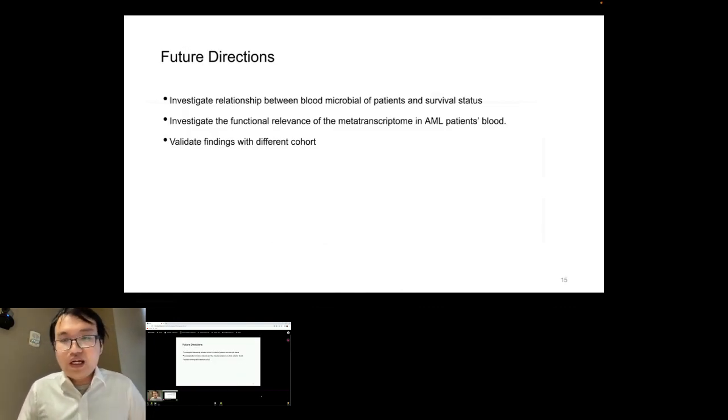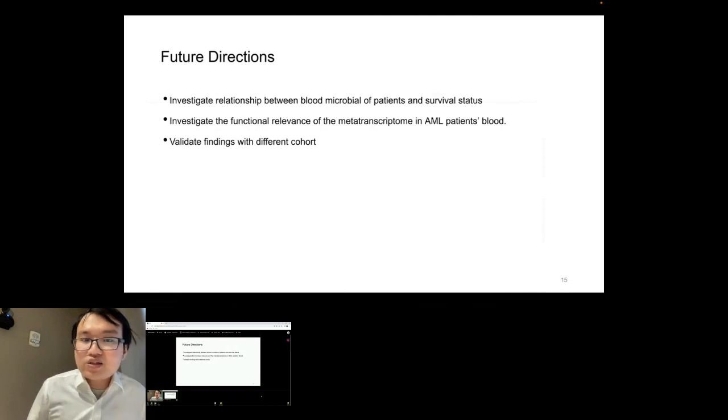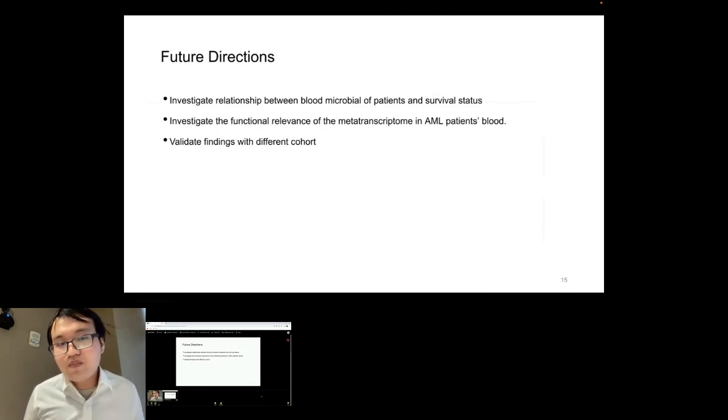We believe that the data is relatively ready for the next step, which includes investigating the relationship between the blood microbiome of patients and survival status, because we have the clinical data of these patients. We are also interested in the functional activities of the microbiome contents, so we would want to map our data to a database of bacterial genes to see what genes and pathways are highly expressed in certain subgroups of AML patients.